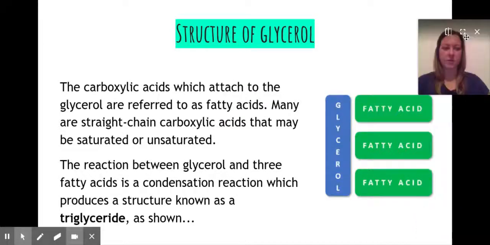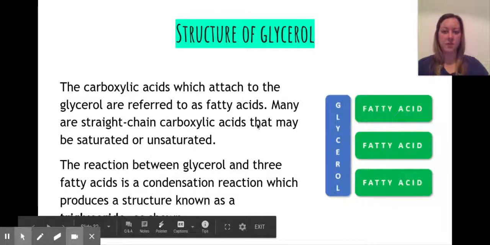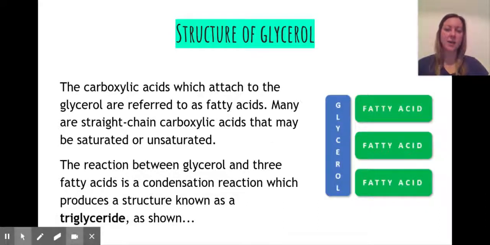So the structure of glycerol then is, as we've seen on the last page, propane 1,2,3 triol. The carboxylic acids which attach to the glycerol are just referred to as fatty acids. Many are straight chain carboxylic acids, but they can be saturated or unsaturated. To find that out, you would have to look at the carbon to hydrogen ratios and see, is it CnH2n+1 or is it CnH2n? Use your alkenes knowledge for that.